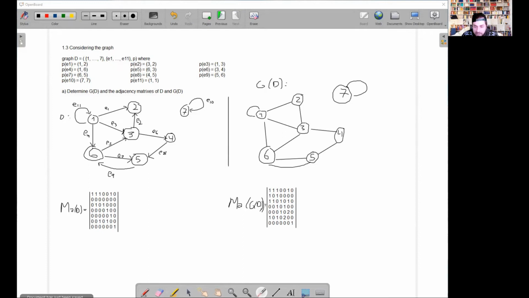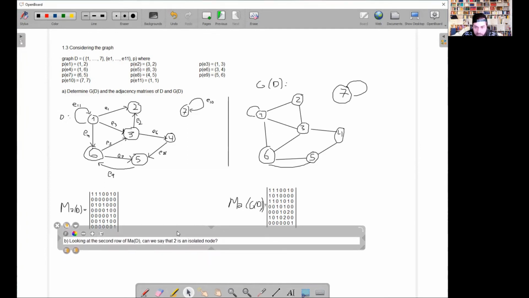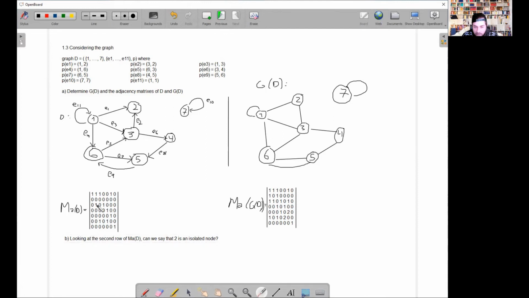So let's go to the next question. And the next question is, just let me copy the question here. So it says, looking at the second row of the adjacency matrix of the directed graph, can we say that 2 is an isolated node?